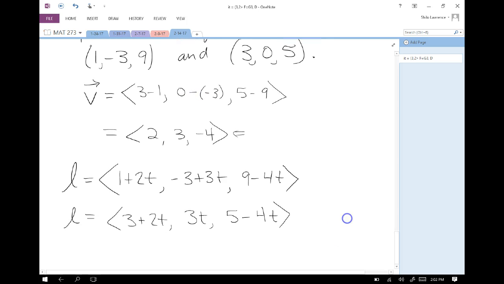Now, if we turned around the subtraction in our vector, it would change all of the signs on our direction numbers. So we also could have 1 minus 2t, negative 3 minus 3t, and 9 plus 4t, if we had done our subtraction in our vector opposite.